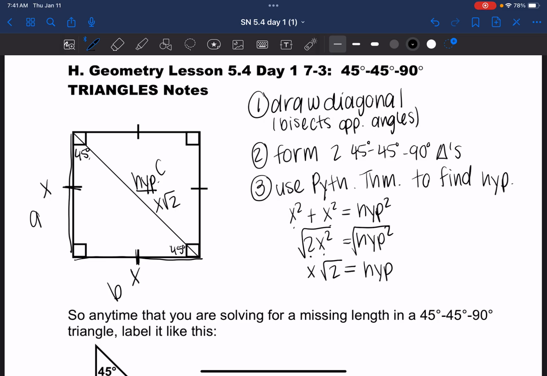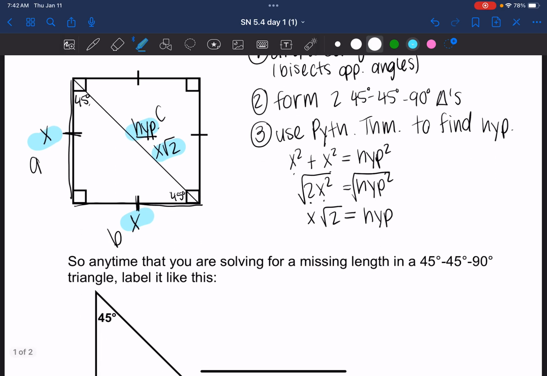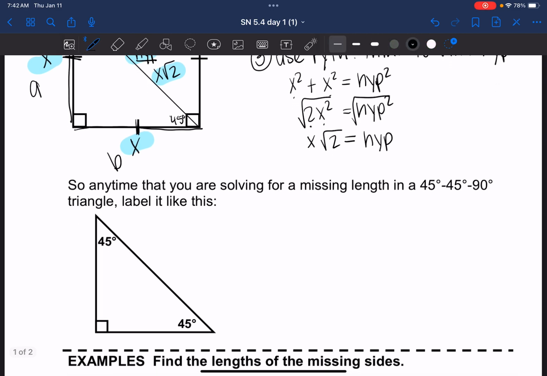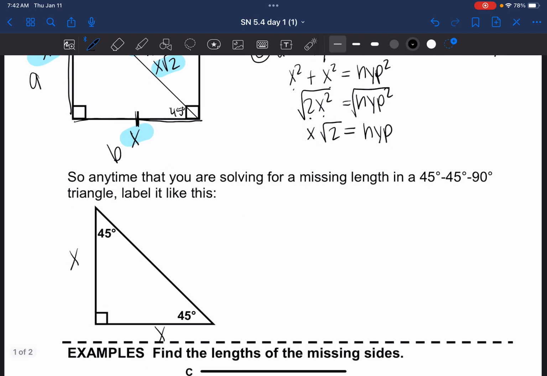All right, so now from here on out, anytime we have a 45, 45, 90, I'm going to label the legs x and x while I'll label the hypotenuse x square root of 2. So here's another 45, 45, 90 triangle. Again, we will label the legs x and x, while we'll label the hypotenuse, which is across from the 90-degree angle, x square root of 2. We do need to memorize that that's where those values will go and what those values are.